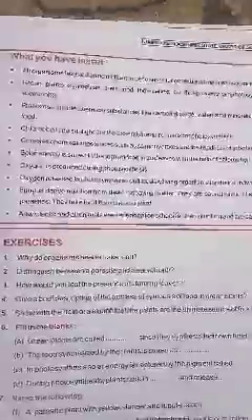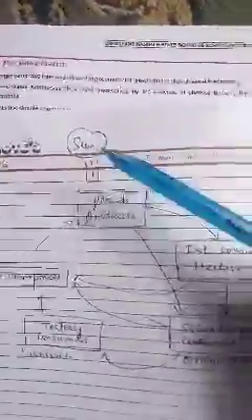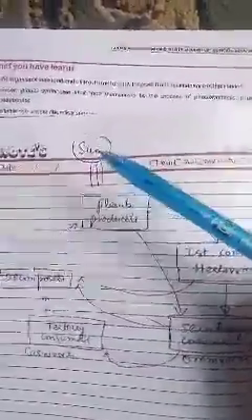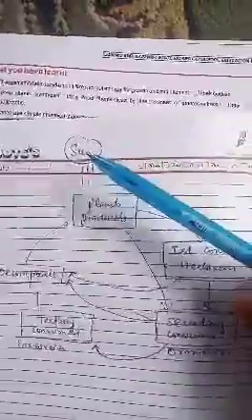Question number 5 is, show with the help of a sketch that the plants are the ultimate source of energy. Dear students, the ultimate source of energy on the earth is the sun.